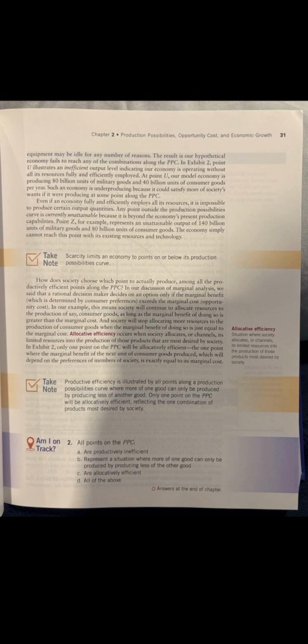Am I on track? 2. All points on the PPC, A, are productively inefficient, B, represent a situation where more of one good can be produced by using less of the other good, C, are allocatively efficient, D, all of the above.